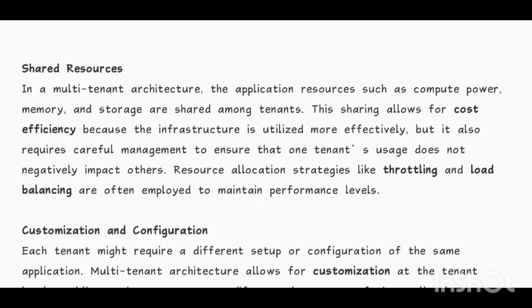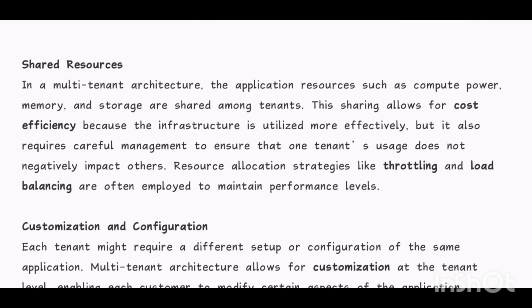Shared resources. In a multi-tenant architecture, the application resources, such as compute power, memory, and storage, are shared among tenants. This sharing allows for cost efficiency because the infrastructure is utilized more effectively, but it also requires careful management to ensure that one tenant's usage does not negatively impact others. Resource allocation strategies like throttling and load balancing are often employed to maintain performance levels.